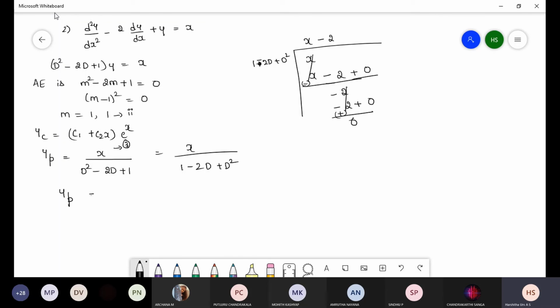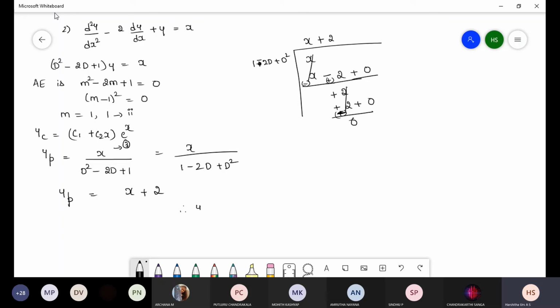So yp is equal to x. Wait a minute. Here I made a mistake. Yes, here minus sign should come. Here plus. So after changing the sign, here plus 2. Plus 2 means we have to multiply 1 with the 2. So here we get x plus 2.